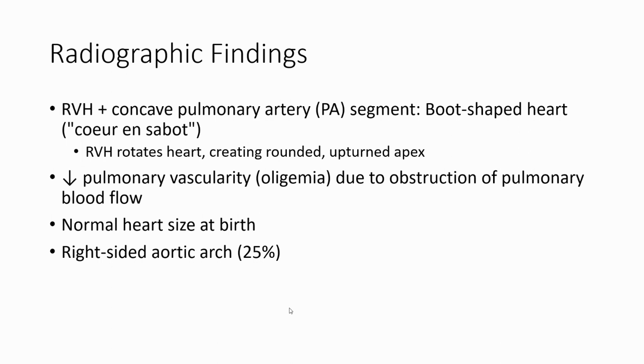So what can we find in the chest radiograph in terms of the heart in Tetralogy of Fallot? The heart shape might look like a boot shape. There is decreased pulmonary vascularity due to obstruction of pulmonary blood flow. The heart may be normal in size at birth. A right-sided aortic arch is present in around 25%.